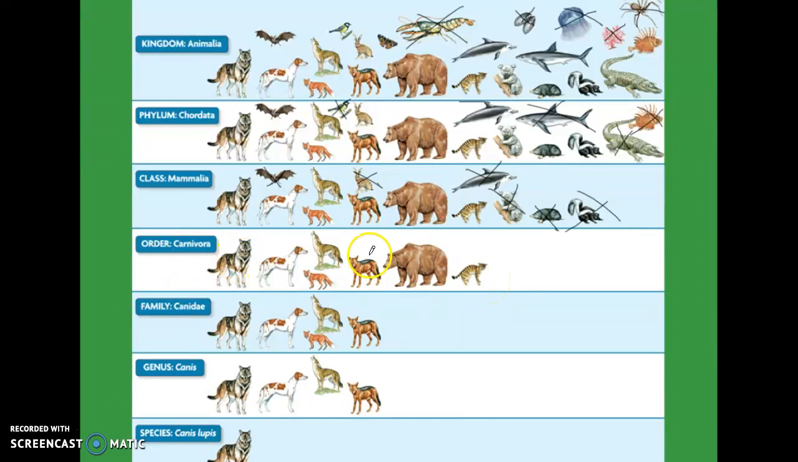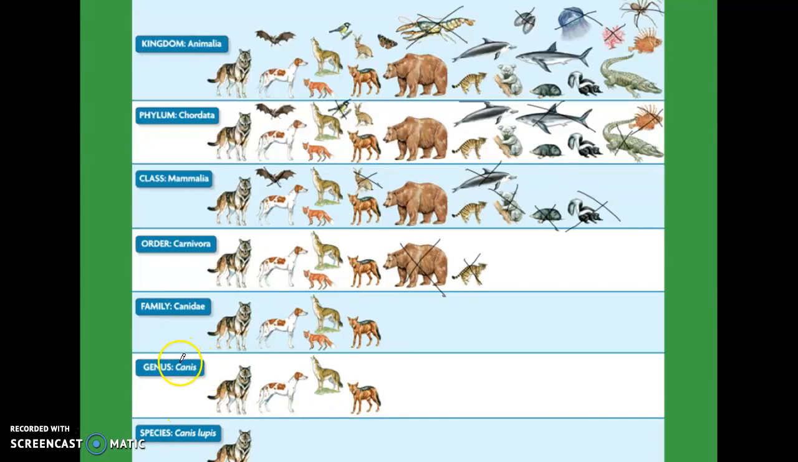Carnivora. Now we have the family. The family is canines, or Canidae. So now we get rid of the cat. Cats are Felidae, they're felines. And bears. Bears are not canines. They are just carnivores. After we get to the family Canidae, we move towards the genus and species. Now we're getting more specific.